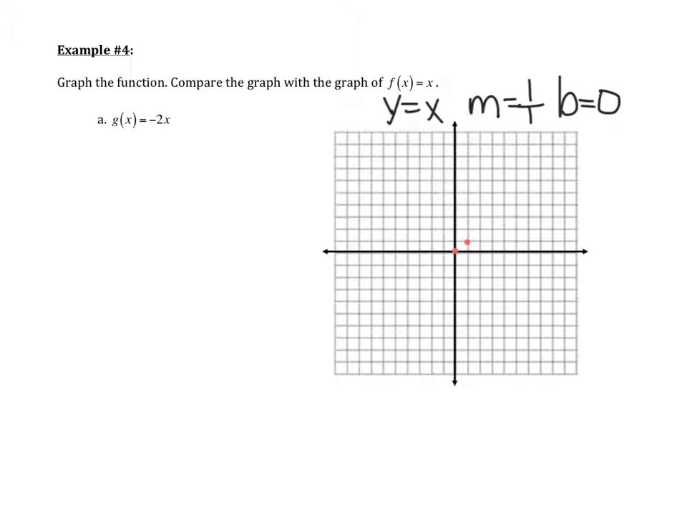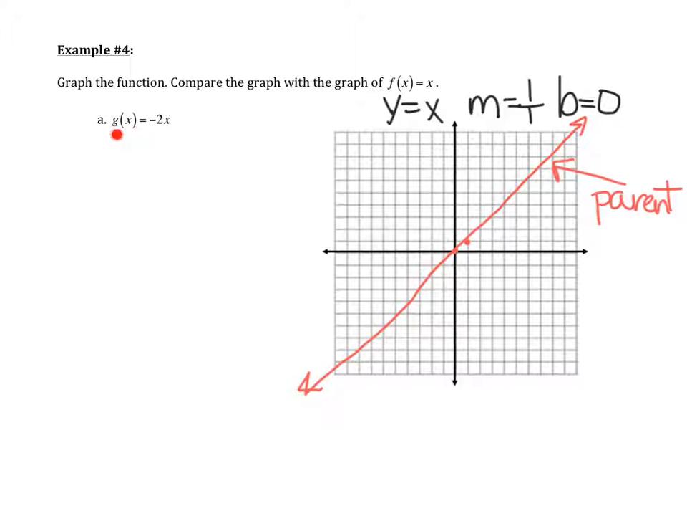So now you can see that second point there. I could continue that pattern of going up 1 and over 1 and then just connect all of those points and draw a nice straight line. So that's what I'll do next. And there you have the parent function. So let's label that. The red graph is going to be our parent function, the y equals x, or f of x equals x. Now they want us to graph g of x equals negative 2x.